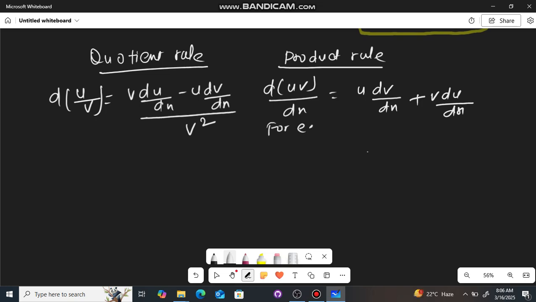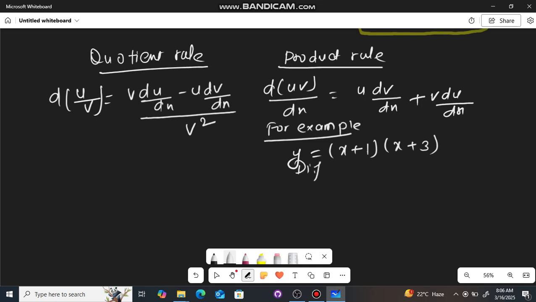Let's try to understand the product rule with an example. Suppose we have y equals (x plus 1) into (x plus 3). If we are trying to solve this, we can simply multiply it and solve it further, but let's solve it with the product rule. So differentiating with respect to x, what we are going to get is dy upon dx equals this.